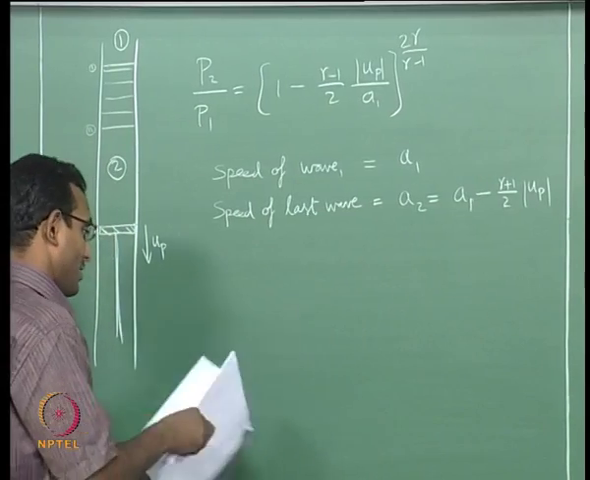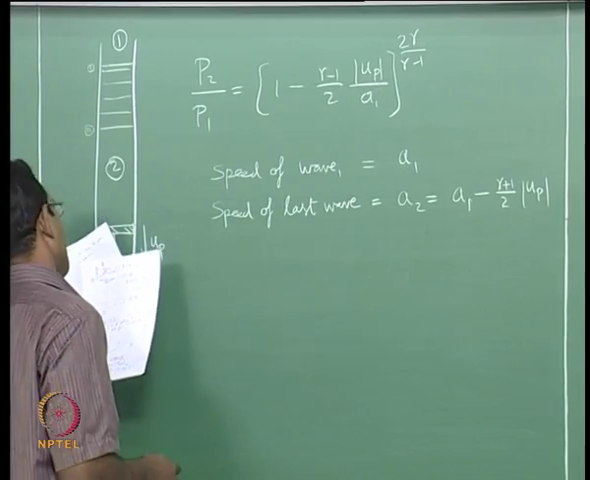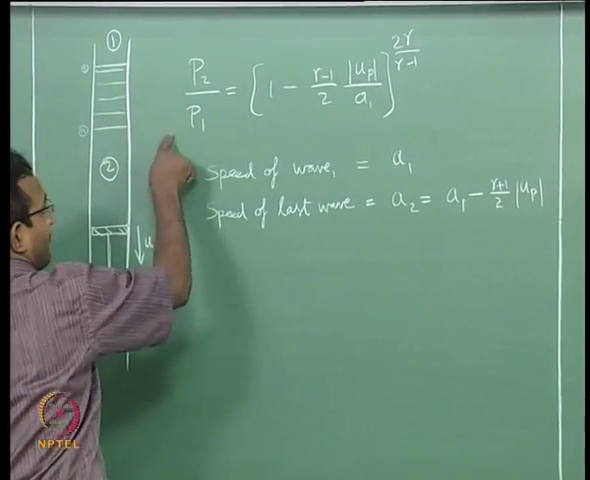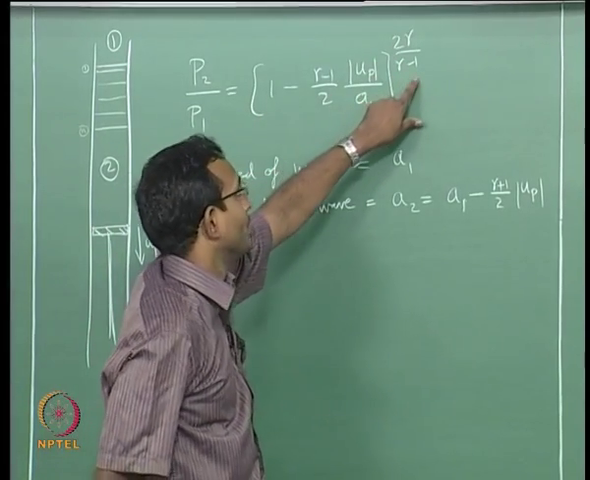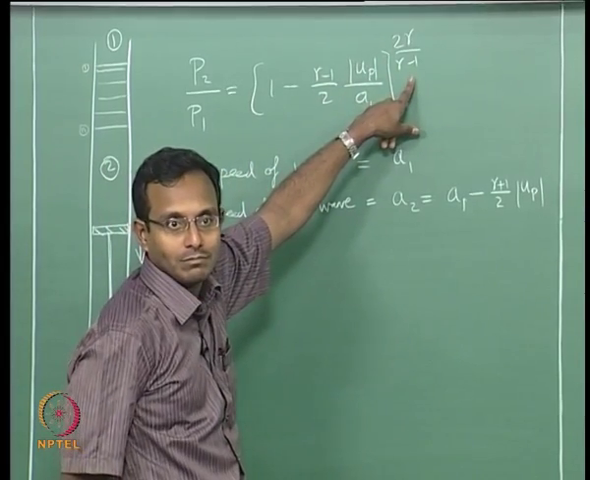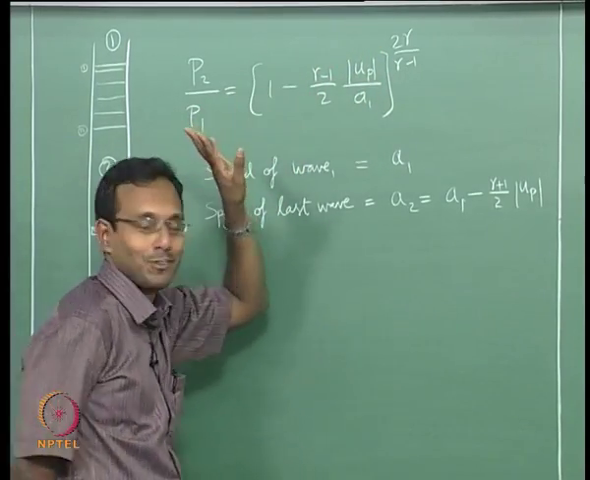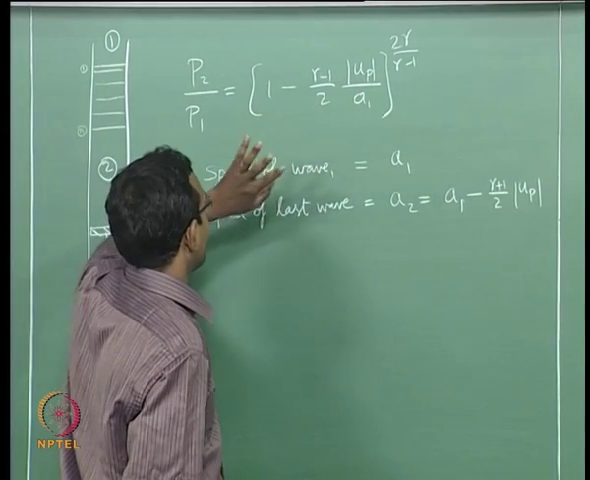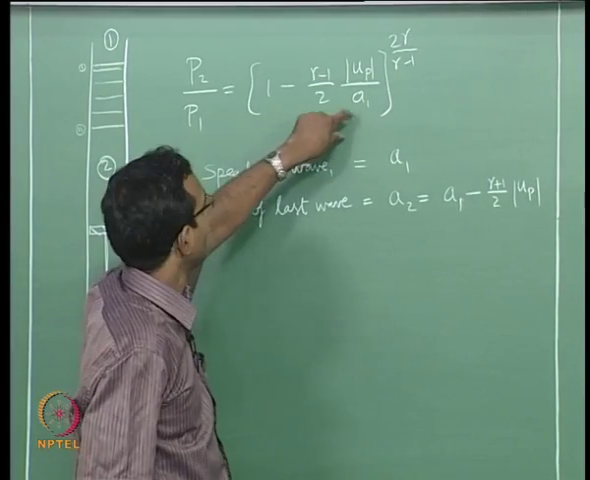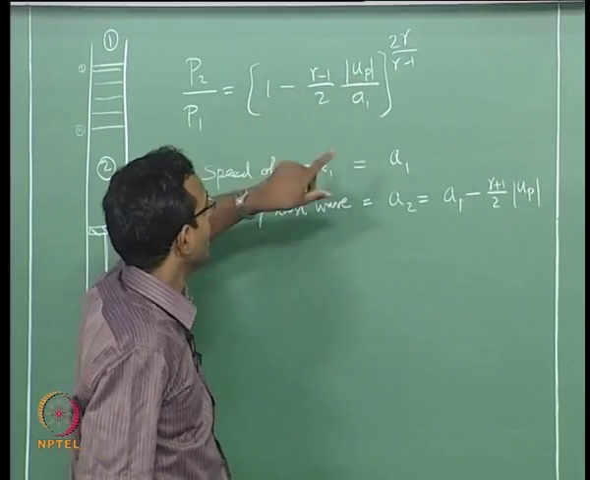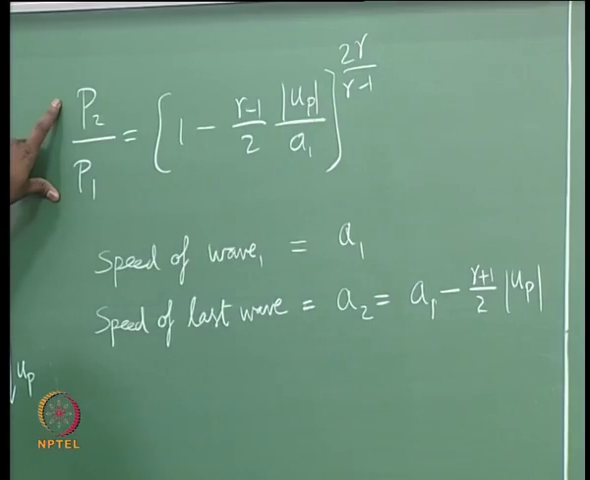I have a whole set of relations here. Now, if I look at this P2 by P1 expression, it looks a little tricky. This term to the power 2 gamma by gamma minus 1 is always going to be more than 1, definitely more than 1, in fact probably more than 2. We will keep it as more than 1, that is enough for me right now. But the function inside will decrease with up increasing.